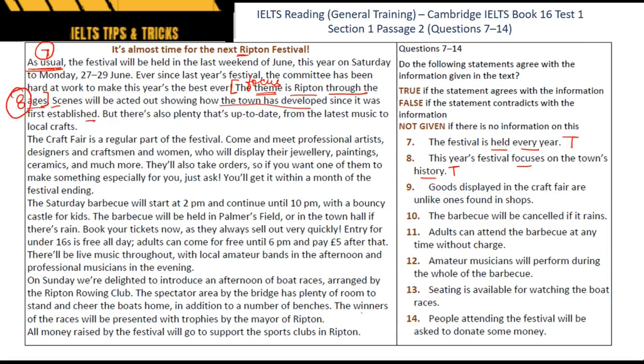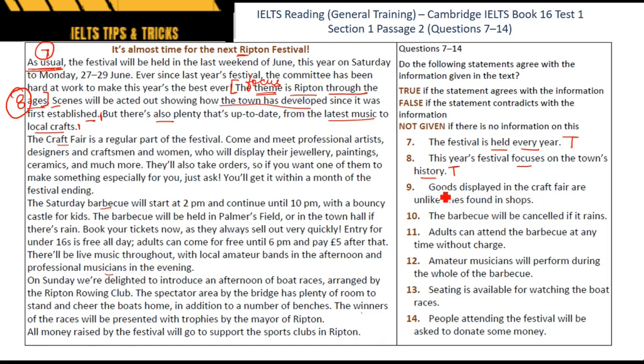I do, however, want to point out this next sentence: "But there's also plenty that's up to date, from latest music to local crafts." So there'll be all of this in the festival as well, but that is additional stuff. This will also be there. And as I glance at the rest of the passage, I see craft fair and barbecue and musicians. So there'll be a lot of all this stuff, but the theme or the focus is the town's history. 9th one now: "Goods displayed in the craft fair are unlike ones found in shops."